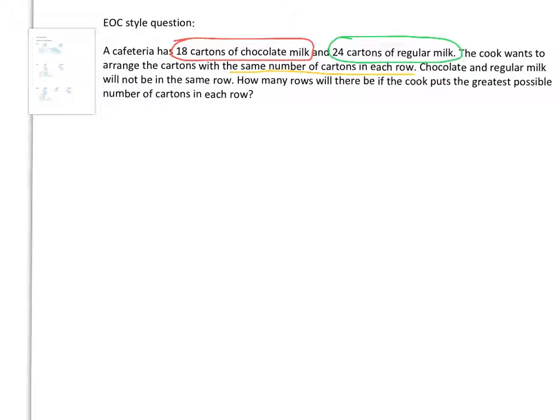So we're going to have a row of chocolate, a row of regular, a row of chocolate, row of regular, however he wants to do it. But each row has only one type of milk in it. How many rows will there be if the cook puts the greatest possible number of cartons in each row? That's GCF. So as you're reading this, anytime you see greatest possible and you're arranging things, that's one thing that we can use greatest common factor for in real life. So as I'm looking at my chocolate milk, I'm going to split it up this way.